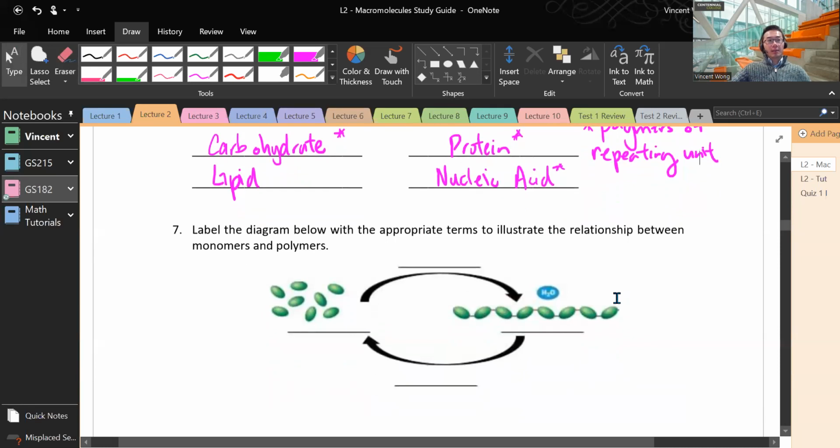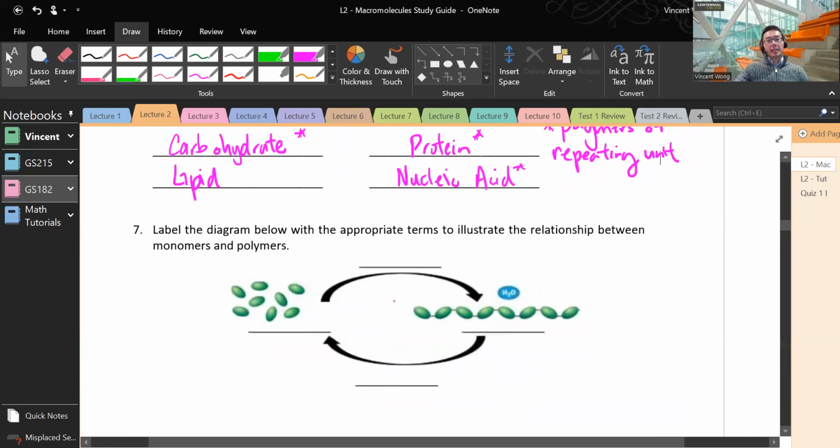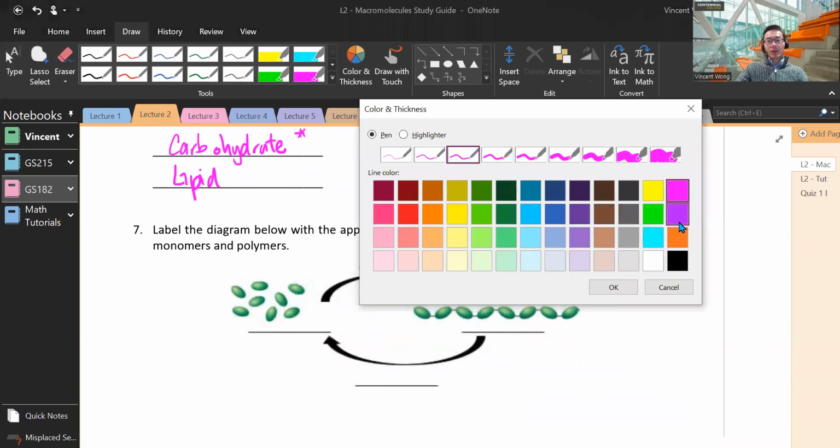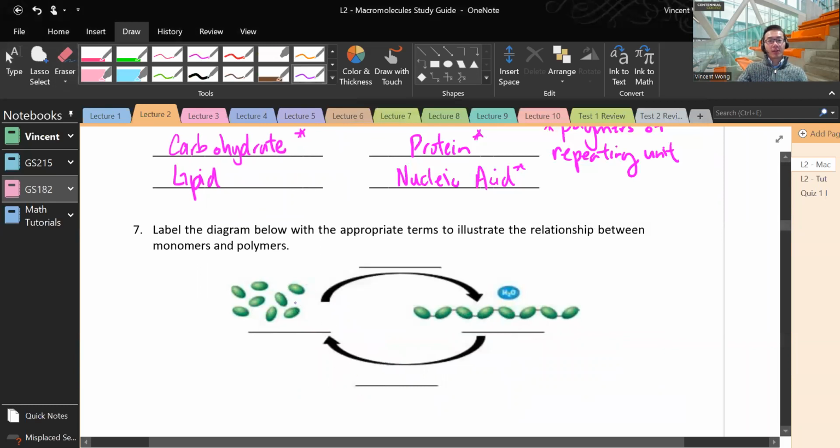Okay. Also, I'm assuming you guys have watched the lecture recordings before coming to this tutorial, right? So I'm not going to be able to go into all the details that you have to know. So please watch the recordings if you haven't already. Label the diagram below with the appropriate terms to illustrate the relationship between monomers and polymers. Okay, so monomers are basically the individual building blocks shown here by these green ovals. Monomers, okay, they're building blocks.